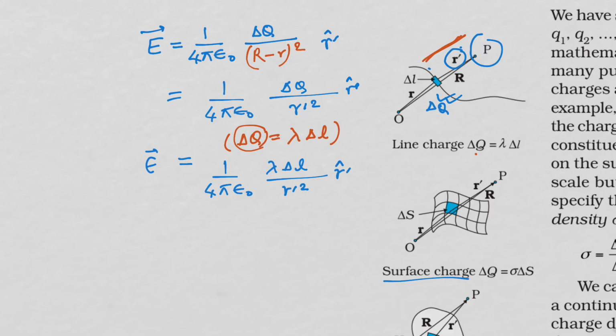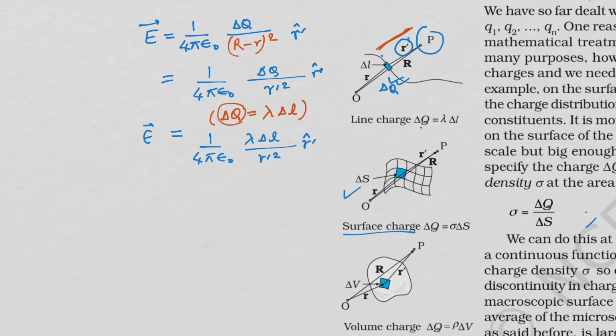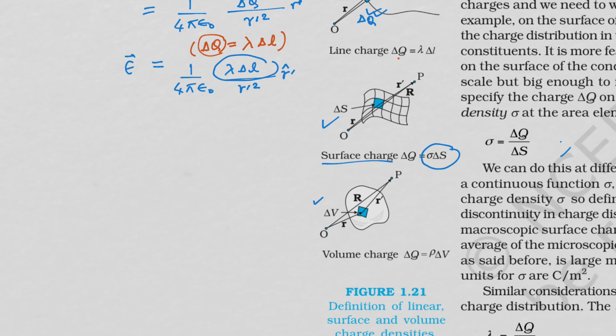Alright, so this was for the line charge delta Q, that is lambda delta L, and you will get the same result for all the other options. Like if it is surface charge, then just replace lambda delta L by sigma delta S, and for the volume charge you will replace it by rho delta V, and the rest of the things will be the same because the value of r dash, everything is the same.